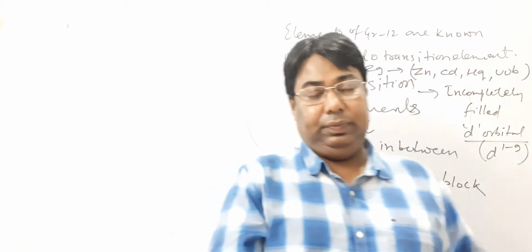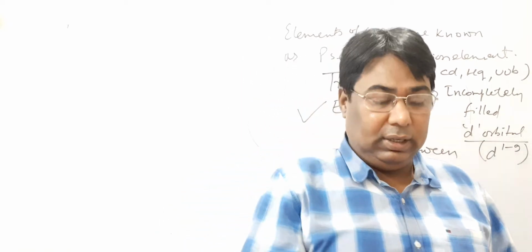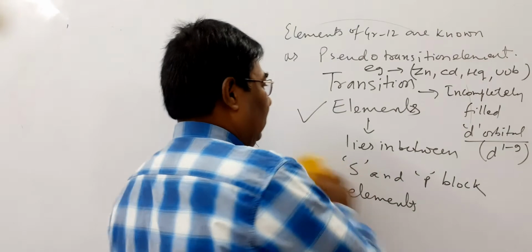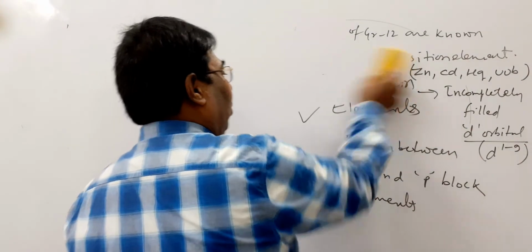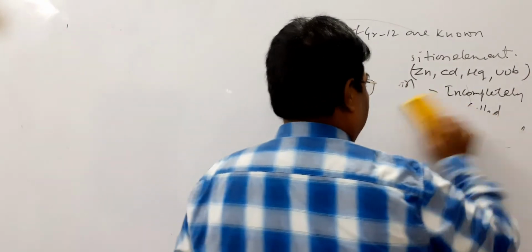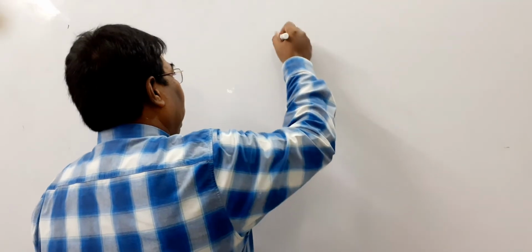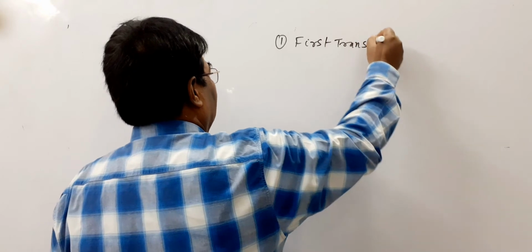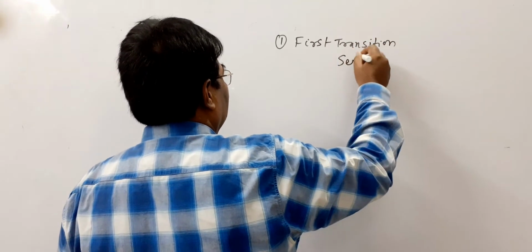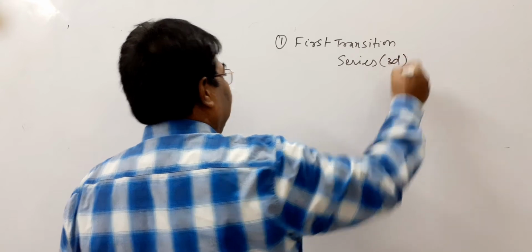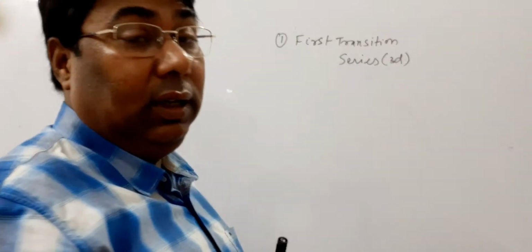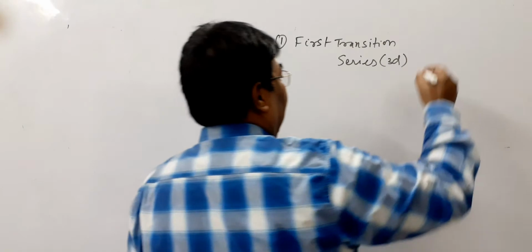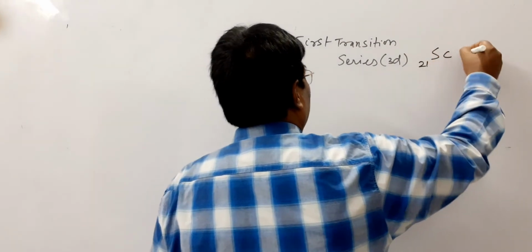Understand? Now there are 4 transition series in the modern periodic table. Number 1, first transition series. It belongs to the 3d series. That means its last electron enters the 3d subshell, and the elements belong to scandium to zinc.